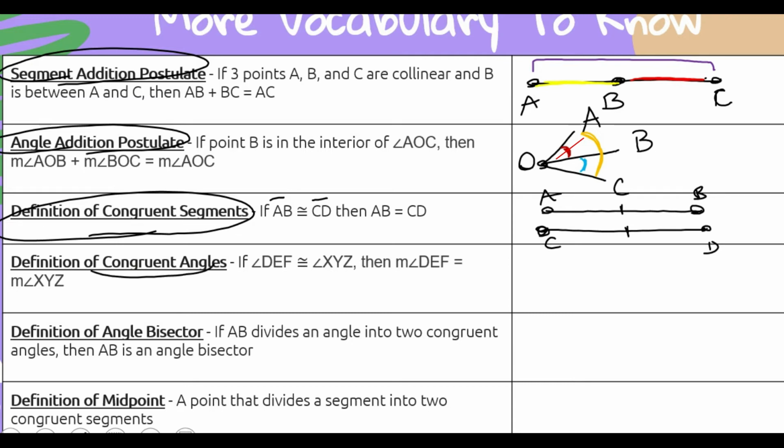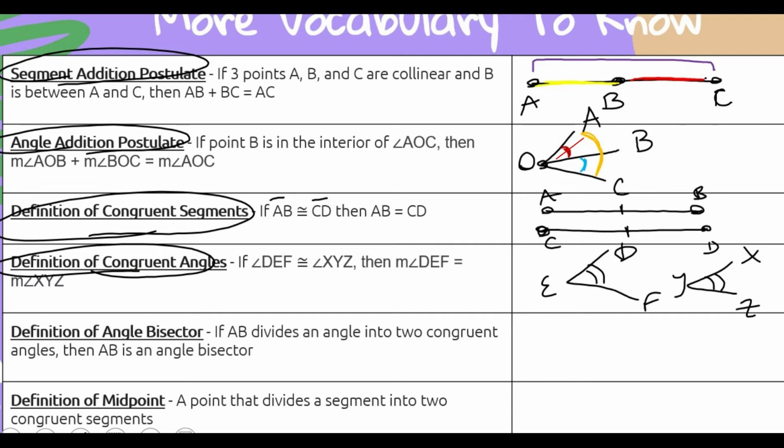Alright, the definition of congruent angles. This states that if angle DEF is congruent to angle XYZ, then the measure of angle DEF is equal to the measure of angle XYZ. So this is very similar to the other congruence statement. So I'm going to draw some pictures. We've got DEF and XYZ. So if I'm saying that these two angles are congruent, then the definition of congruent angles says that I can also state that their measures are equal.